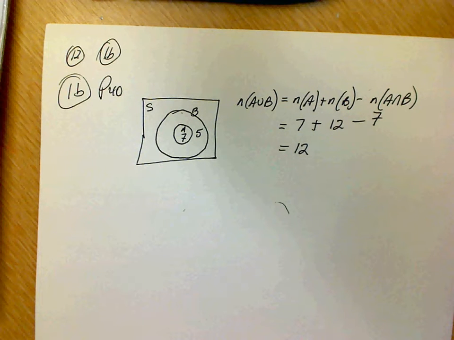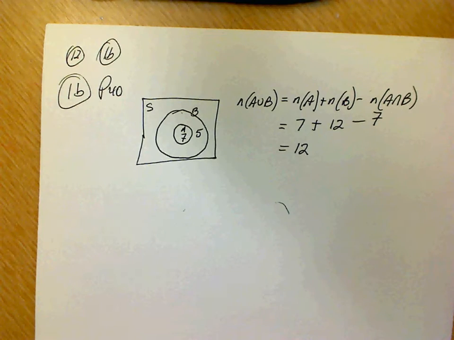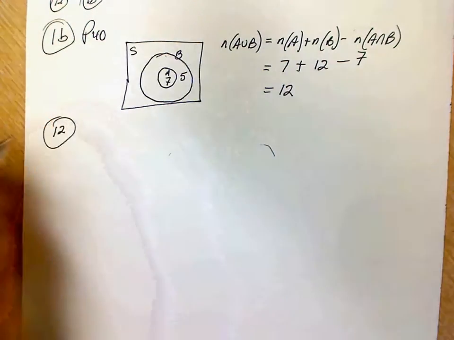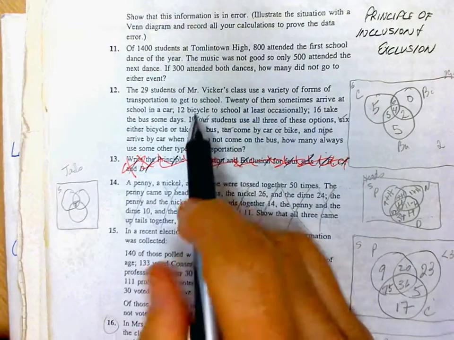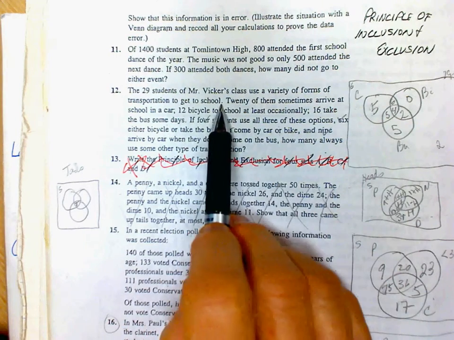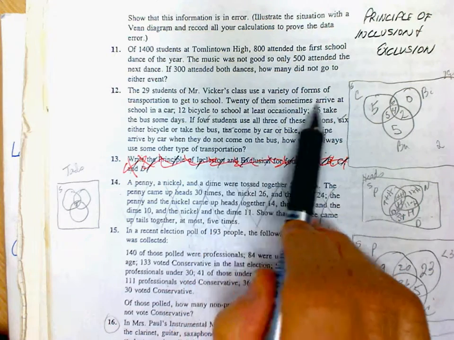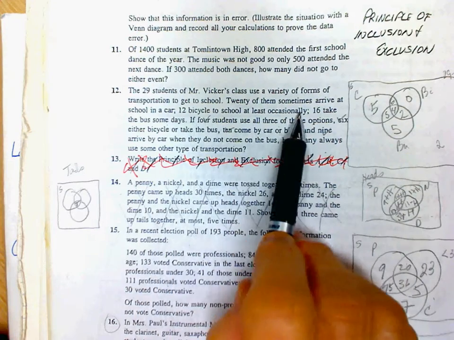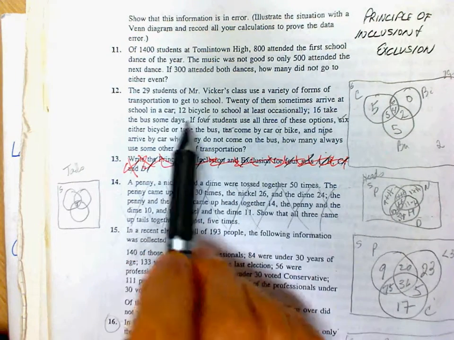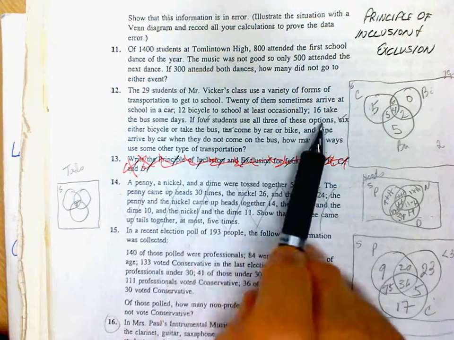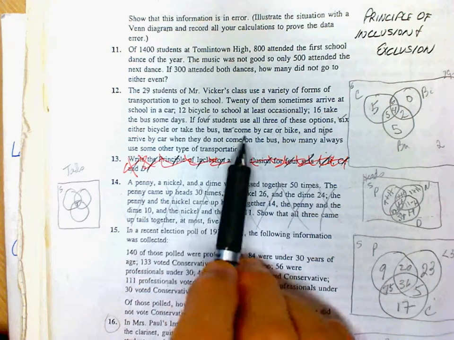Good. The next question was number 12. The 29 students in Mr. Victor's class use a variety of forms of transportation to get to school. 20 of them sometimes arrive at school in a car, 12 bicycle at least occasionally, 16 take a bus some days. If 4 students use all 3 of these options, 6 either bike or take the bus, then come by car or bike.